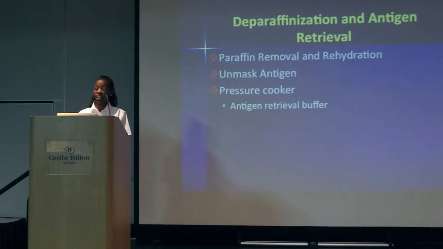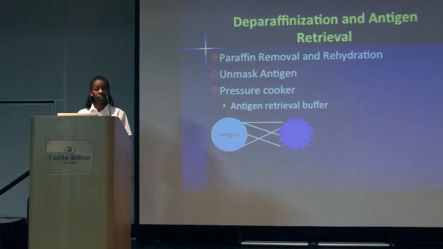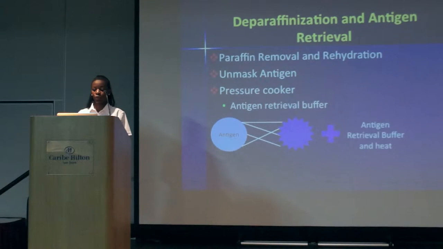The next process, antigen retrieval, was necessary in order to unmask the antigen embedded within the tissue. Embedded in the tissue, the antigen had been cross-linked with the chemicals within the tissue. In order to break these cross-links, the tissues were placed in a pressure cooker with distilled water and antigen retrieval buffer. In this way, the antigen could be localized and the previous cross-link could be broken in order for the antibody to bind to the antigen.